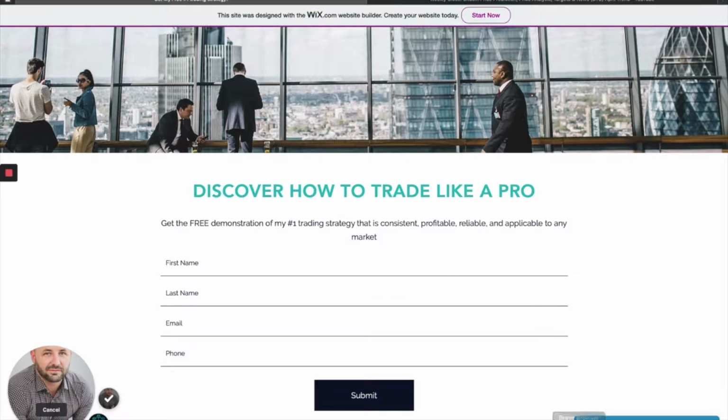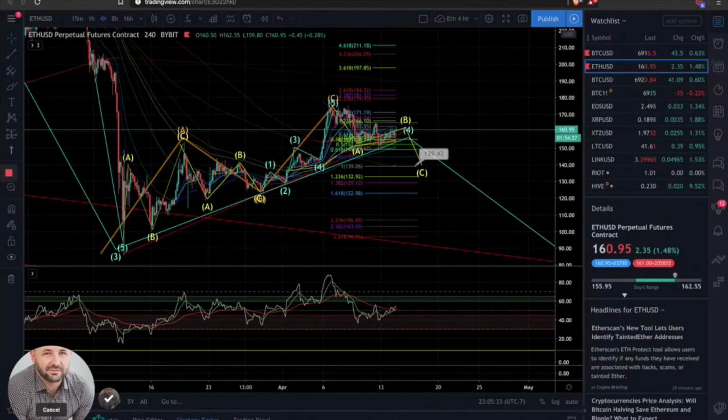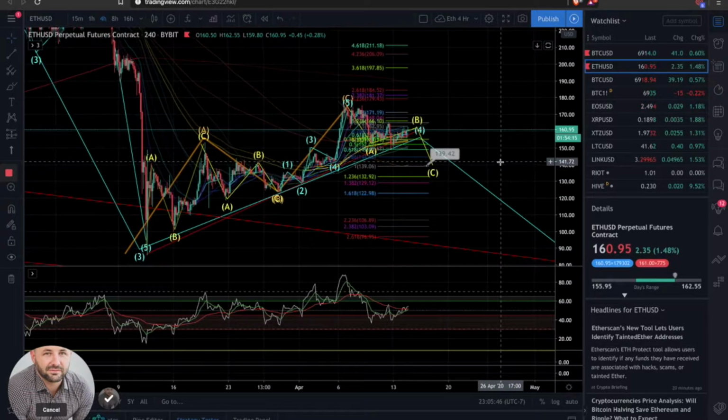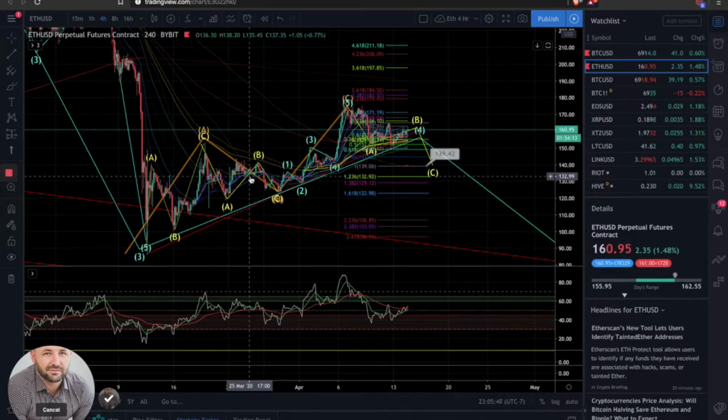All right, so let's go ahead and dive into the charts. I'm going to start with ETH, guys, and 99% of the time I start on my high time frame unless I'm just doing a really quick video. So as we dive in, this is from our overall drop that we had from 290 for ETH.